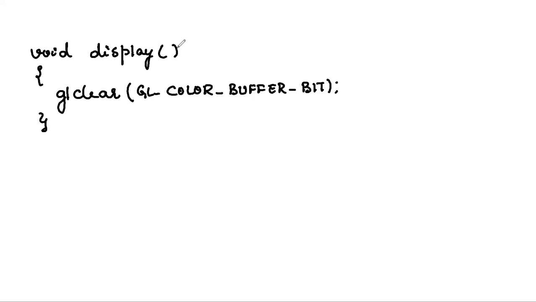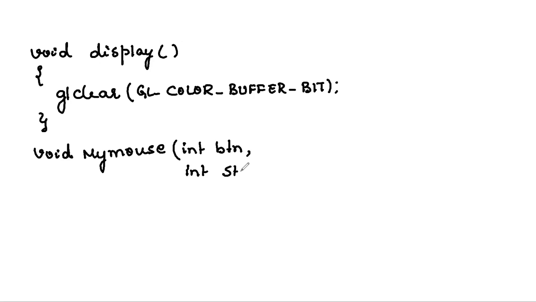So let us write this function, ensuring that when I press the left button, it draws the square, and when I press the right button, it exits. So that logic needs to be enclosed in this mouse function. Let the return type be void, name of the function myMouse, and the number of arguments it takes are 3. First one is the button, so I'll say int button. Second, it takes the state, that is whether you're pressing down or releasing it, so I'll write int state. And third is the cursor position in terms of x and y, so I'll say int x and int y.